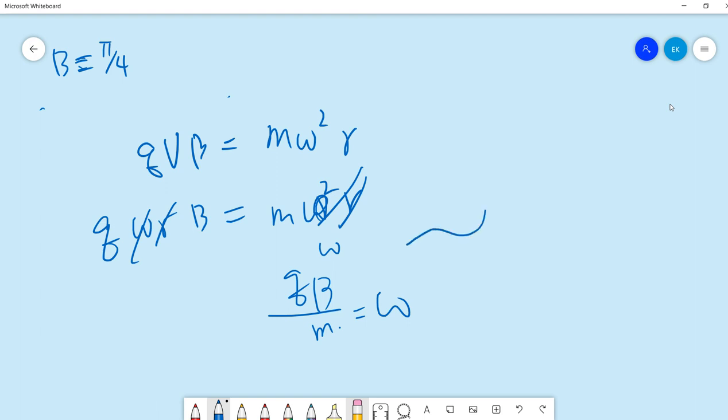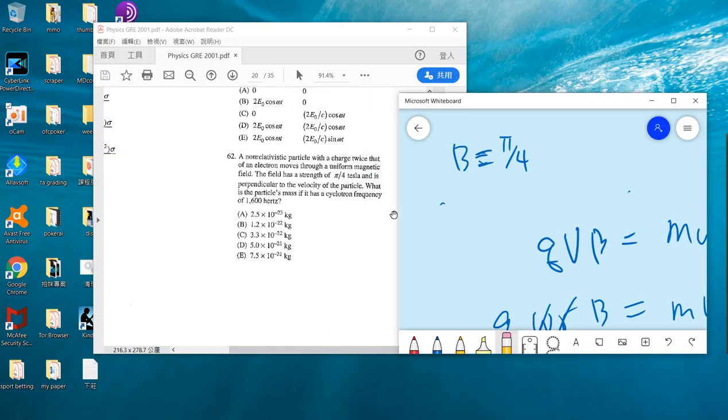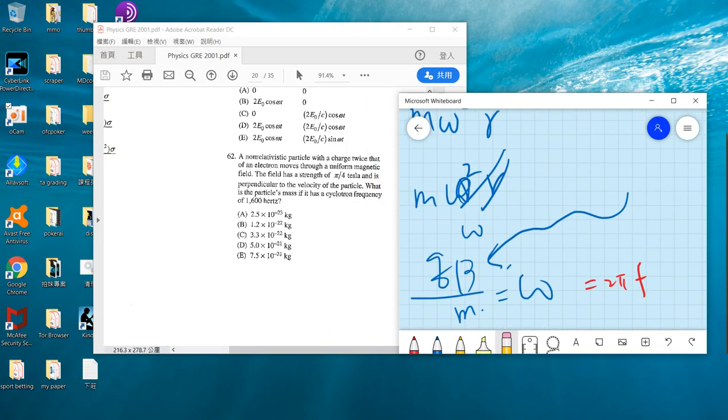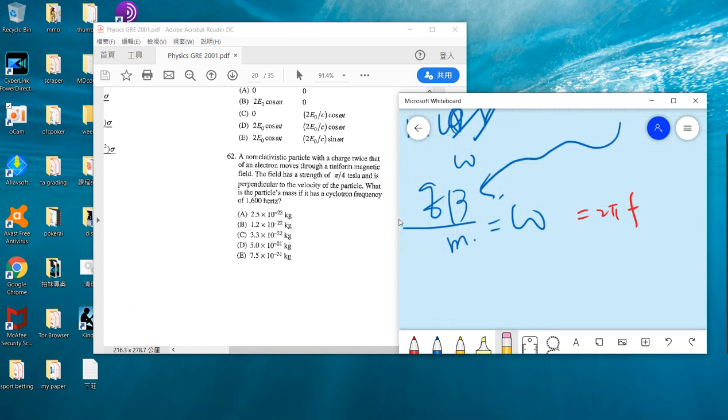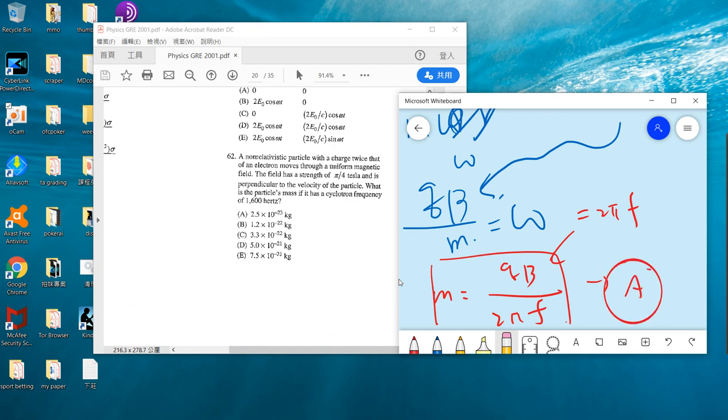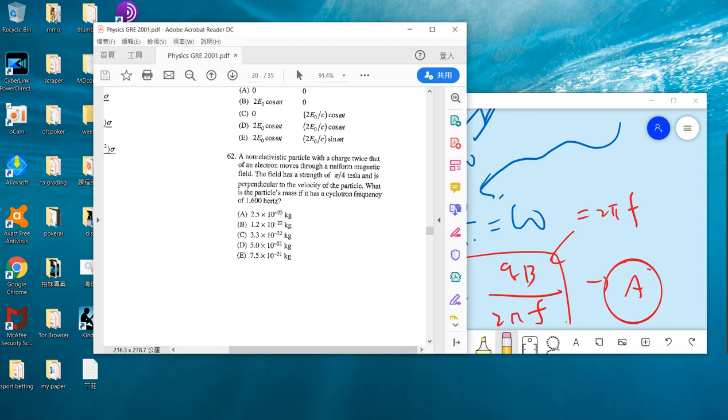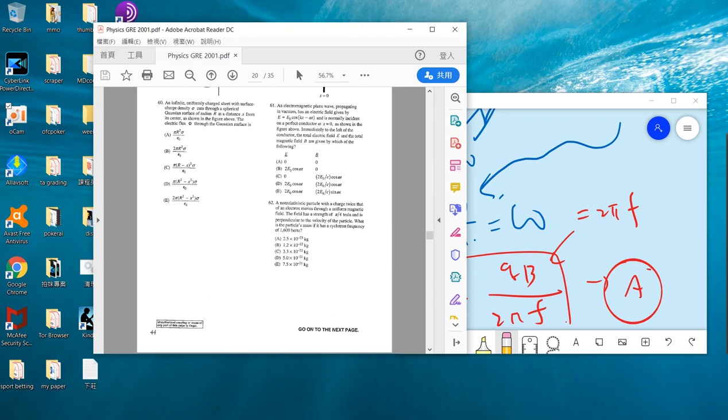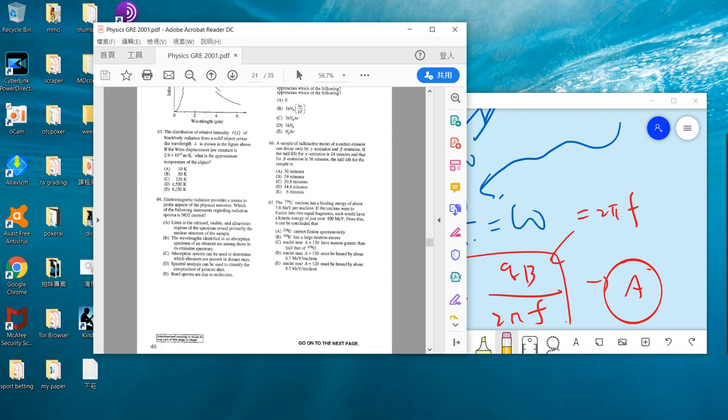So we can just plug in the numbers. Okay, and then remember that omega is 2 pi f. So what you ask for is, what is the particle mass? So we can solve the particle mass by qB divided by 2 pi f. Plug all the numbers in, then we can get the answer is A. Okay. Since we know q, we know B, and we also know f, then it's easy.